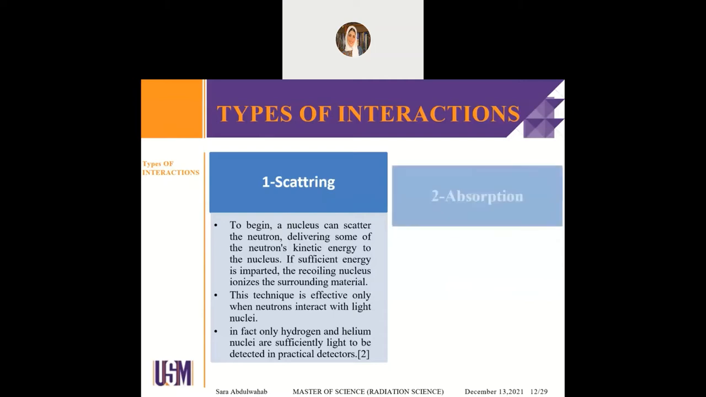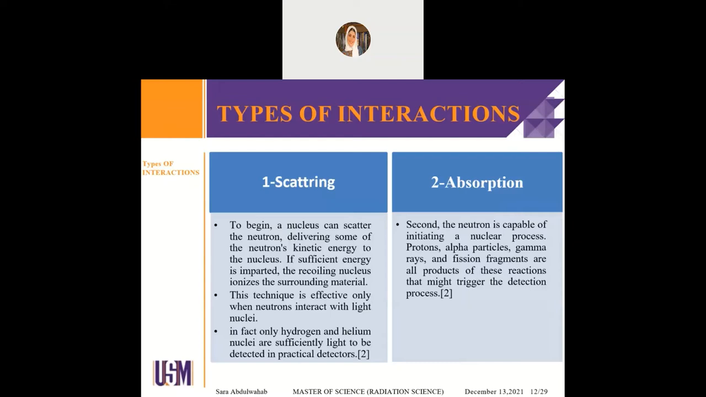The other one is absorption. Again, the interaction happens between the nucleus and the neutron. The nucleus is capable of absorbing the neutron, or in other words, capturing the neutron. By capturing the neutron, several events will happen, resulting in products that we all care about: protons, alpha particles, gamma rays, some fission fragments. All these products are the trigger of the detection process. They are the goal of why the interaction happened. We want them to trigger the detection process. So scattering and absorption are the two fundamental interactions when it comes to the neutron.